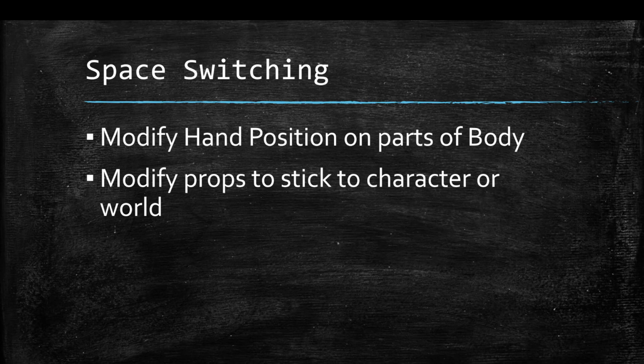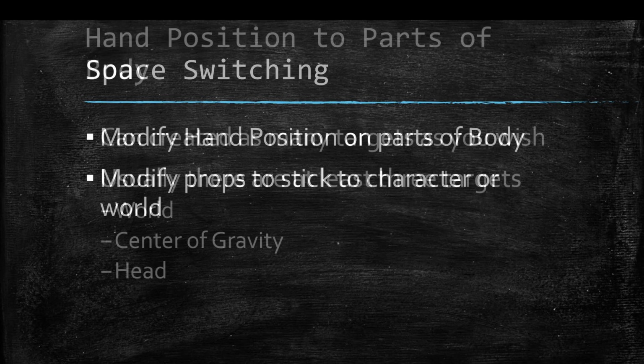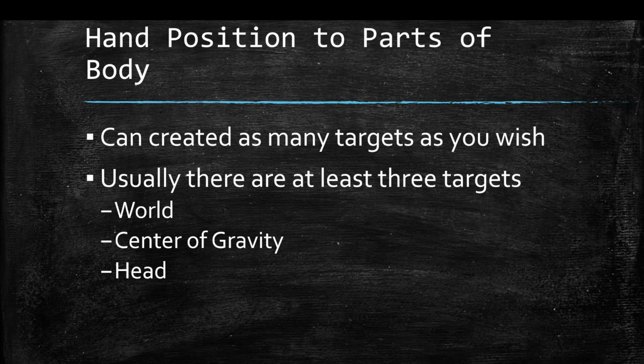Or maybe a character had an IK arm and they wanted to grab hold of a table, and then no matter where they walked around, the hand still stayed attached to the table, but as the body moved around, the arm adjusted in order to accommodate for that. So that's another example of how the character could use space switching to make sure that the IK end effector stays where you want it to. Or you can move an object to that. And so ultimately, you can create as many different targets as you want. That means you can get your hands to stick in as many different places.